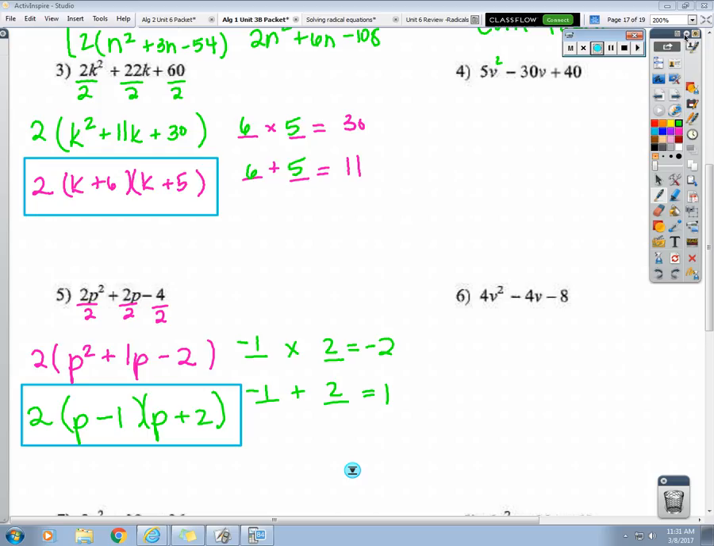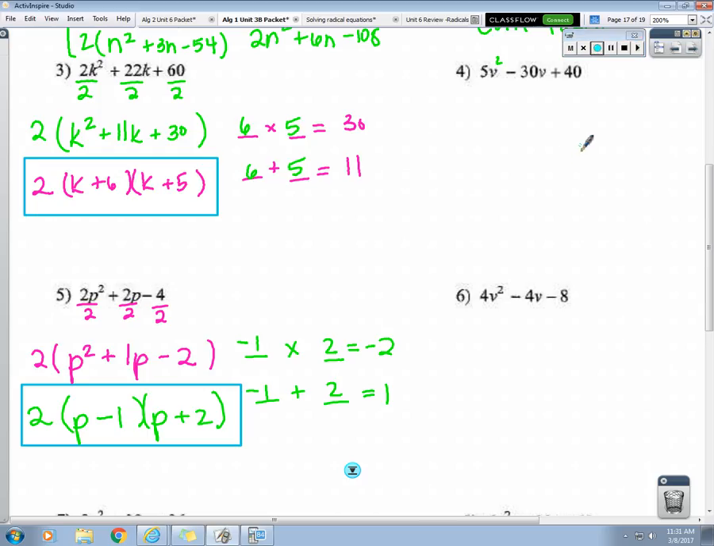Number 4, I'll let Peyton go first since she asked first. Peyton, what was the final answer? So y'all should have 5b minus 4 times b minus 2. Okay, so let's do the work to check and make sure she did it right.